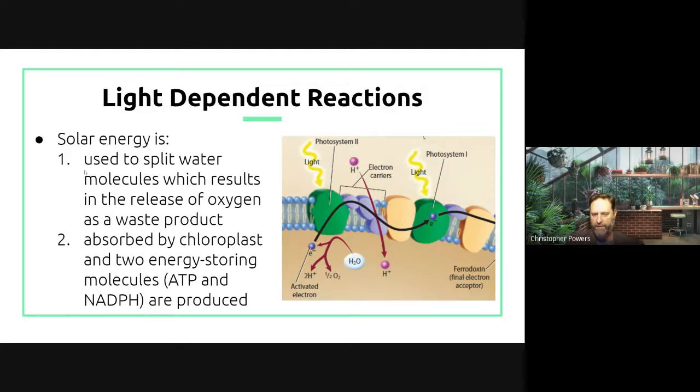So you have to have energy to make energy, much like how we get electricity. Used to split water, so solar energy splits it apart. Photon action. As I said, it needs energy to split apart. We lose that stuff. Oxygen is a waste product, and so you're breathing waste from a plant. Absorbed by chloroplast, and two energy storing molecules, ATP and NADPH, are produced. That's your product of stuff.